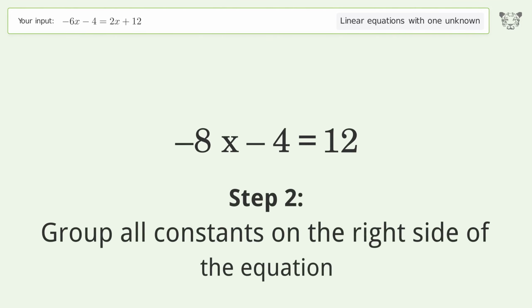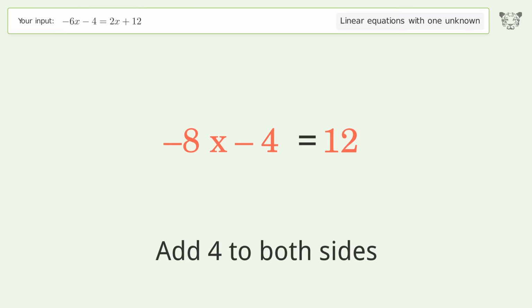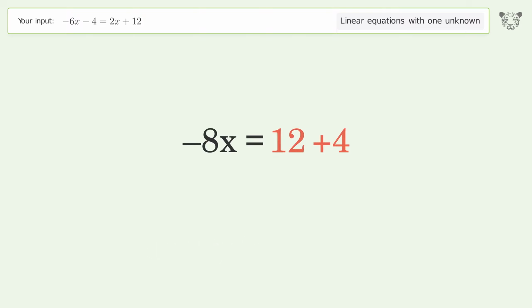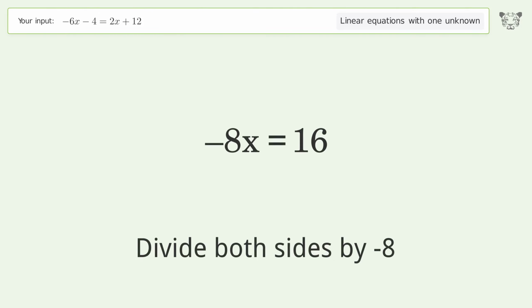Group all constants on the right side of the equation. Add 4 to both sides. Simplify the arithmetic. Isolate the x. Divide both sides by -8.